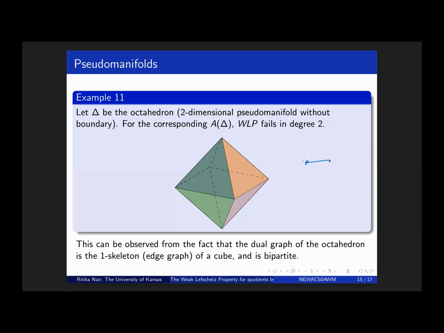And if we draw the edge graph of a cube, we can notice that it is bipartite by just shading the vertices. So if we highlight opposite vertices like this, we can actually get bipartite components. And because it has a bipartite component, we can see that the Lefschetz property fails in degree 2 by the previous result. So that's, yeah. Thank you.